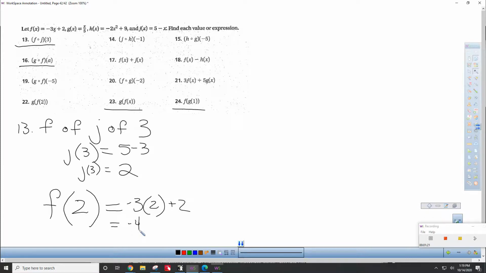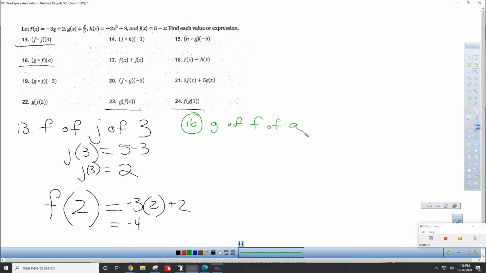Okay? For number 16, that is g of f of a. G of f of a. Okay, we can't do g of f of a until we find out what f of a is. So this just gets weird, but just substitute it.